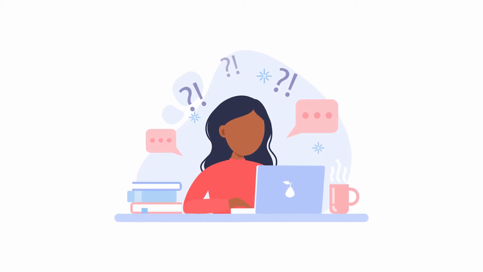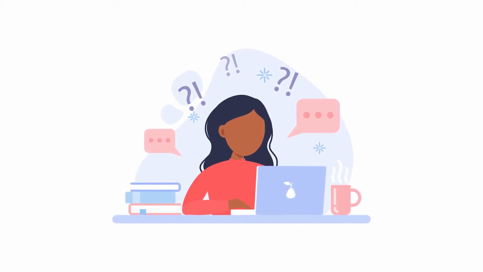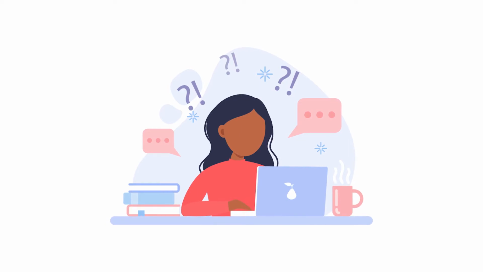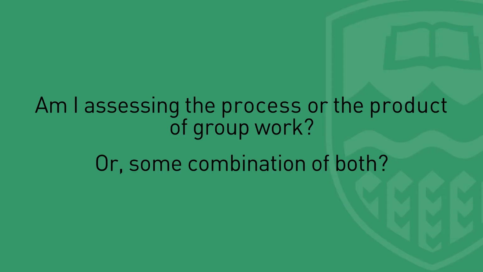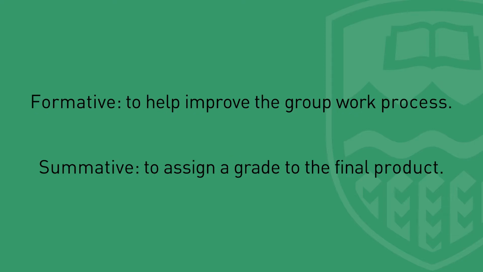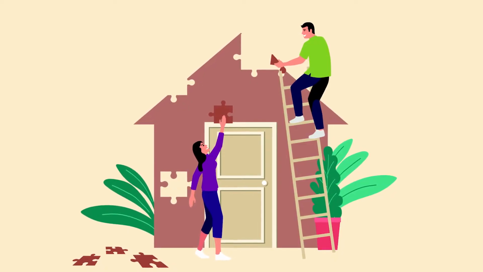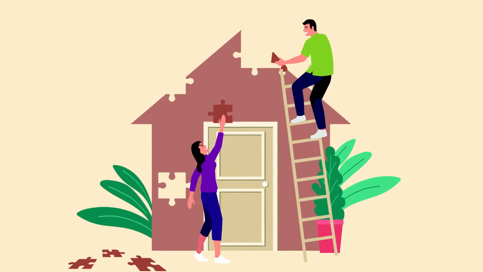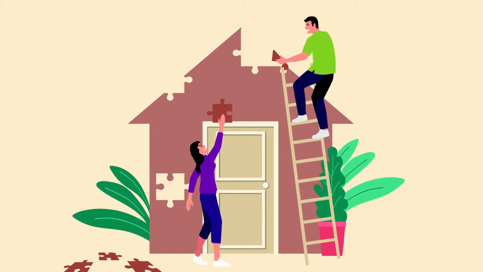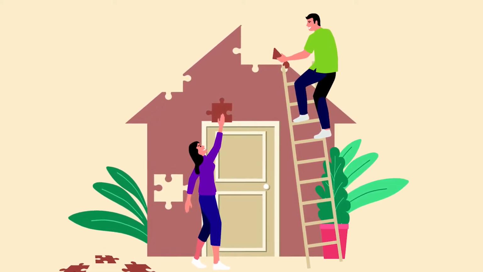First, when considering an assignment, project, or task for a grade that involves group work, the instructor first must consider, am I assessing the process or the product of group work, or some combination of both? Stated in another way, is this assessment formative to help improve the group work process, or is it summative to assign a grade to the final product? Traditional approaches to group work were all about the product. One grade given to the product, and the whole team gets the same grade.